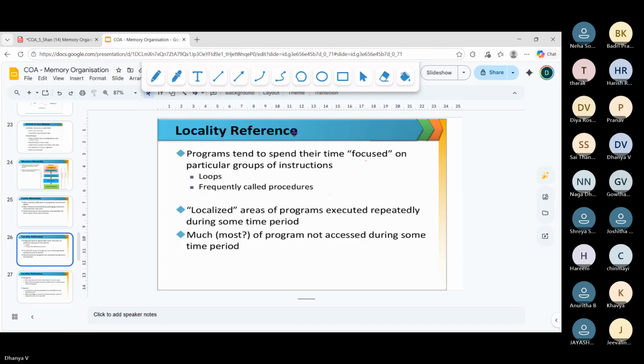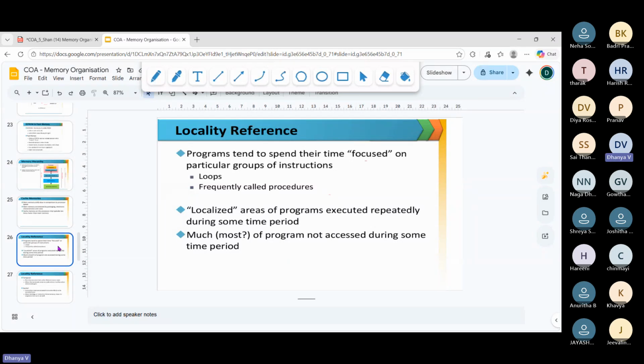Locality: programs tend to spend their time focused on a particular group of instructions, which are loops and frequently called procedures. So sometimes only some part of your program is of utmost importance compared to your other parts. So that part tends to get accessed much more quickly.